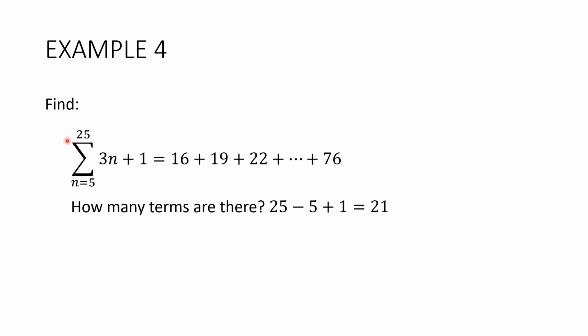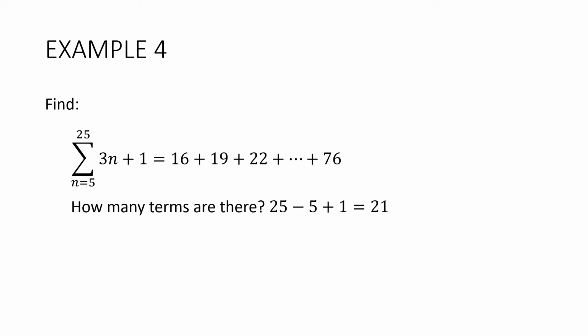Most people would think it's just going to be 25 take away 5, but in that case we haven't included n equals 5. Okay, so it's inclusive of n equals 5 and n equals 25. So we go 25 take away 5 and then add on 1. So there are 21 terms. You might have to think about that for a little bit.